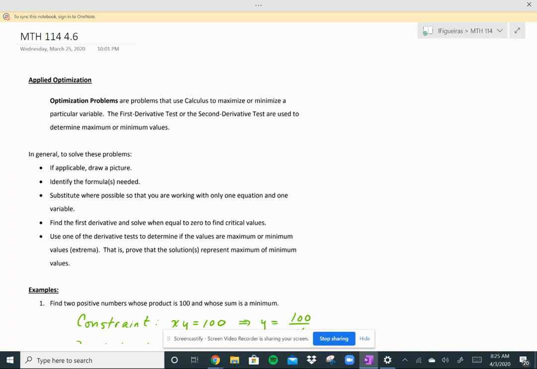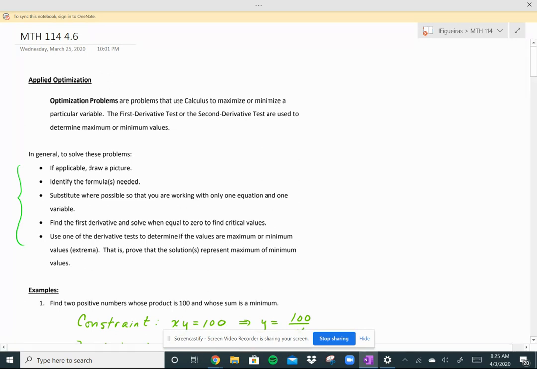So in general, you're going to want to follow these steps. Sometimes you don't need all of the steps. That depends on the problem. If applicable, you want to draw an appropriate picture regarding the problem. You want to identify the formulas needed. Usually you'll need two formulas. One is called a constraint formula, and the other will be the formula that you're going to maximize, or that you want to find the maximum or minimum values for.